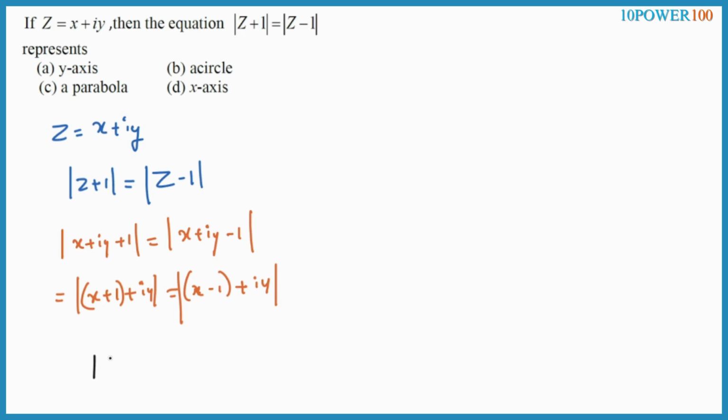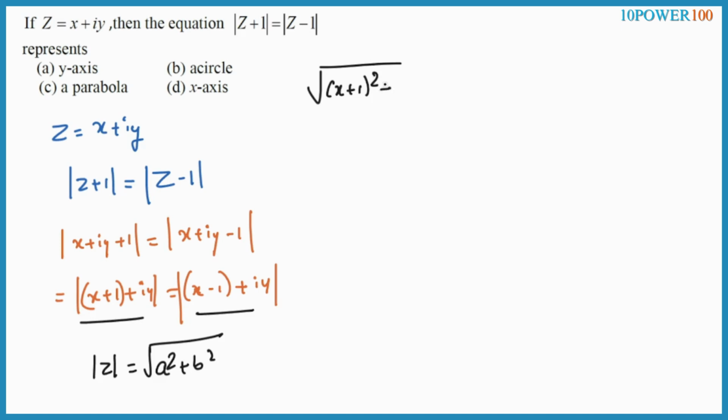Modulus of z is what? Mod z is equal to the square root of a square plus b square. This is the modulus formula. I'm going to put the modulus for this and this. So this becomes the square root of (x plus 1) the whole square plus y square, not iy square, it is just y square, is equal to the square root of (x minus 1) the whole square plus y square. Since we have a square root on both sides, we can cancel directly.